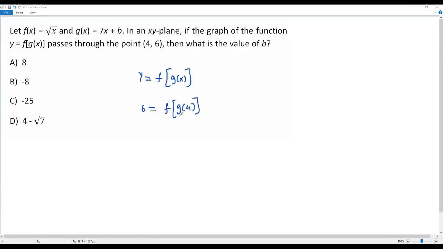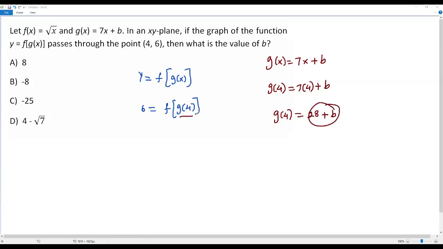Now we need the value of g(4). For that, we have to use the function g(x) given here, that is g(x) = 7x + b. Since I want g(4), I have to plug in 4 for x, and on the right side also I plug in 4 for x. Then I get g(4) = 7 times 4 + b. So g(4) = 28 + b.